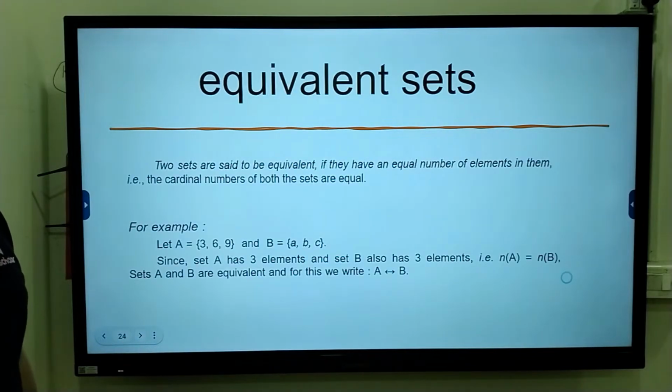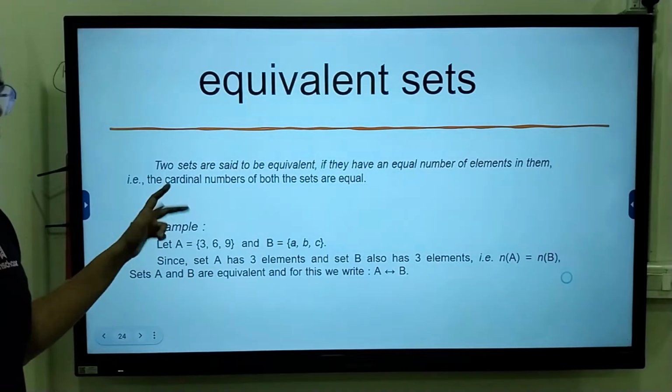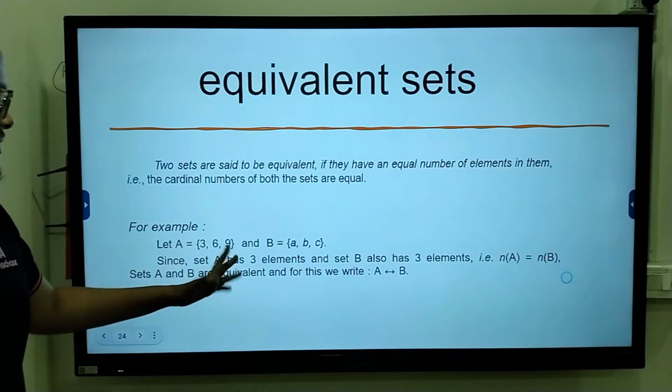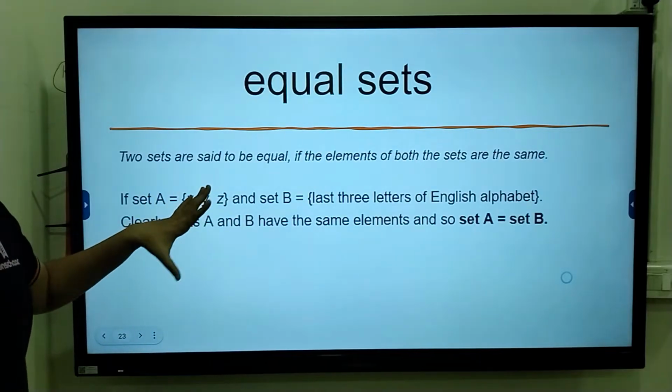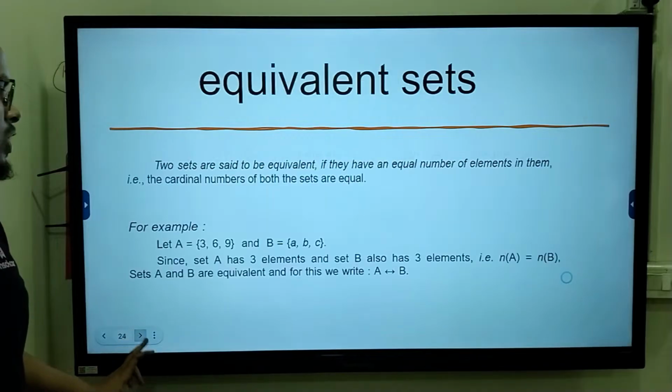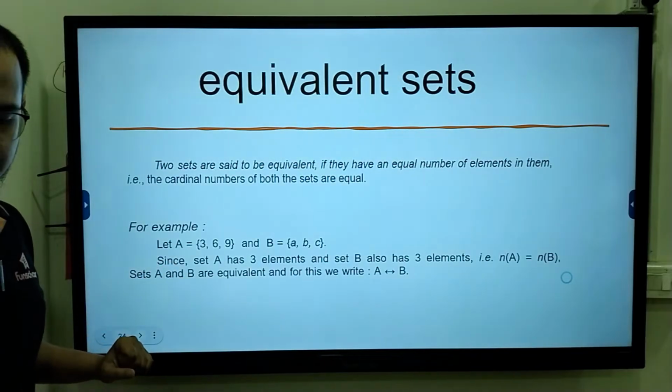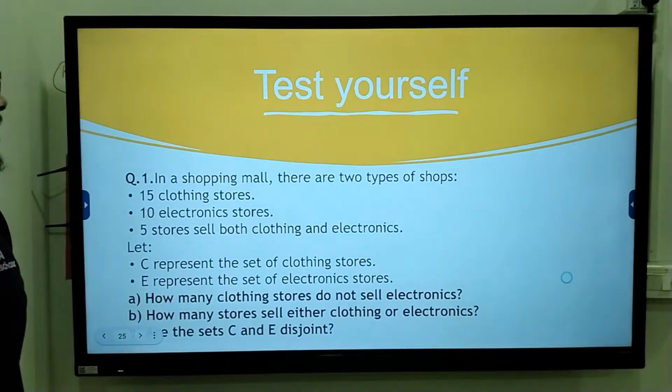Equivalent sets are when the number of elements is the same. Okay, I think I reversed the two, but now you know, right? Equal sets are when absolutely both of them are the same set. Equivalent sets are when the number of elements is the same. Okay. Now we'll be doing some examples.